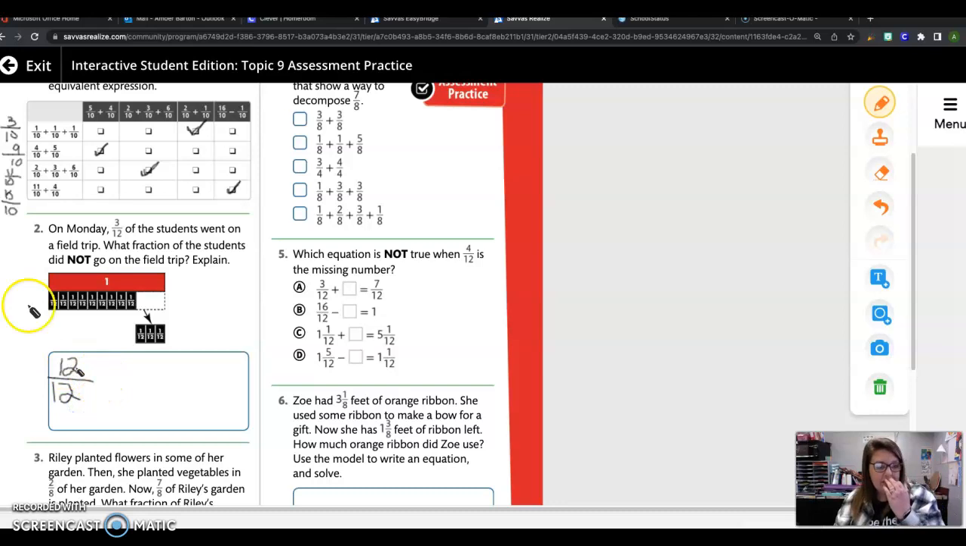Good, because there are 12 equal parts, right? And so now we need to decide how many did not go on the field trip. So what operation would we do? Addition, subtraction, what? Subtraction, good. So we're going to take 12/12, the whole, and subtract 3/12 because that is the number that did go on the field trip. Now this is just a basic subtraction problem. So what is 12/12 minus 3/12? 9/12. Excellent. So 9/12 of the students did not go on the field trip.